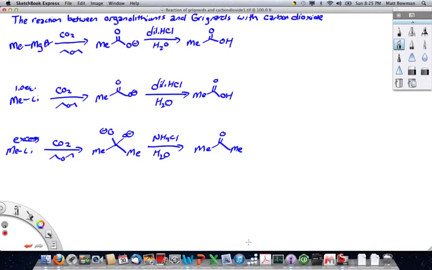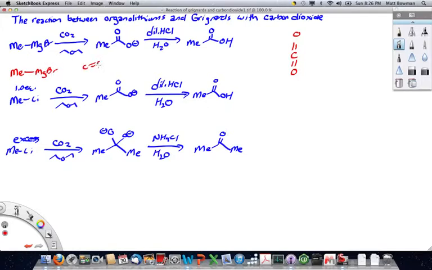Another place where organolithiums and Grignards behave differently is in the reaction with carbon dioxide. Carbon dioxide is essentially a carbon that's attached to two double-bonded oxygens, or it's a dicarbonyl species like that. And when you react a Grignard with carbon dioxide, you get a carboxylate, which you can then protonate to form a carboxylic acid.